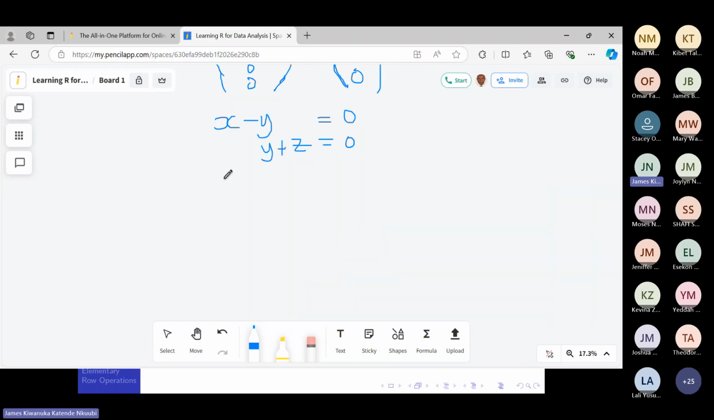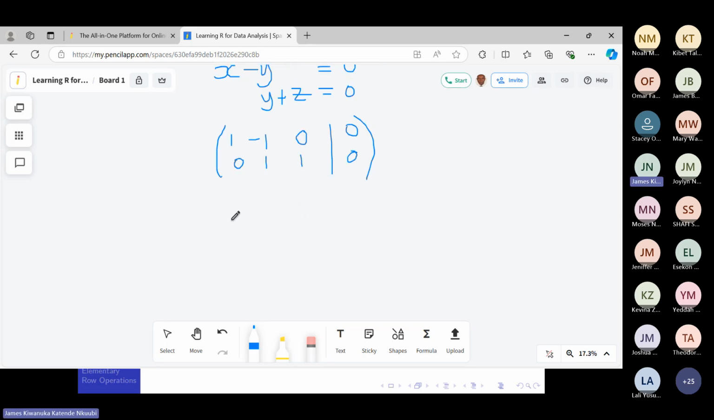So as usual, we set up the augmented matrix: 1, minus 1, 0, and 0. Then we have 0, 1, 1. Luckily for us, it's already in echelon form. We just need to put it into reduced echelon form. So the next step will be what? We'll use back substitution because the last row is fine. Then I simply add, right? Is that correct?